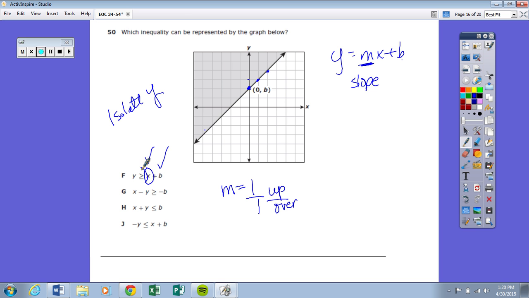Now we just have to check this symbol. This says greater than or equal to. Remember, with the line underneath, it means you need to see a solid line, which I do see. And then greater than means you need to shade above the graph. So it looks like F is my answer, and I won't have to do any work with any of those.